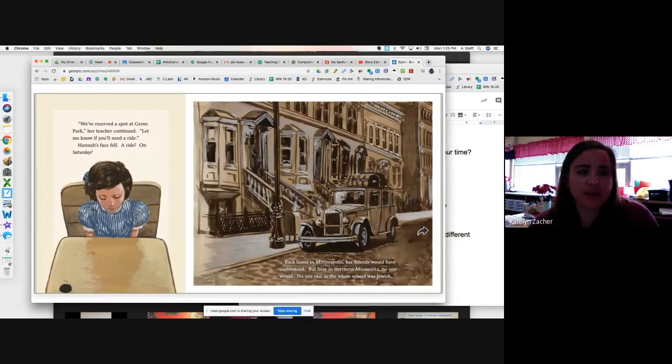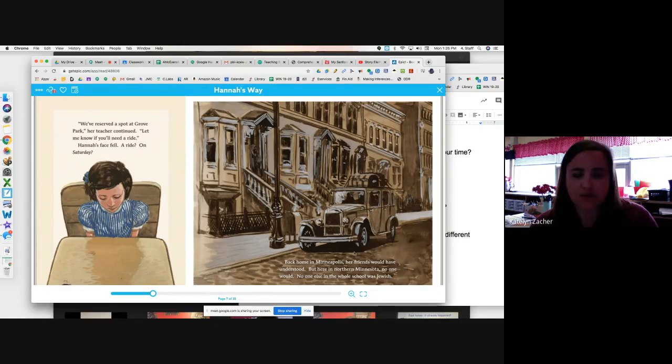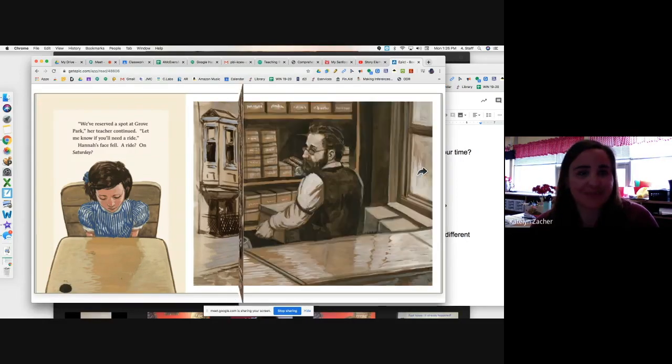"We've reserved a spot at Grove Park," her teacher continued. "Let me know if you'll need a ride." Hannah's face fell. A ride? On Saturday? Back home in Minneapolis, her friends would have understood, but here in northern Minnesota, no one would. No one else in the whole school was Jewish. So here we're still at school, so down in Minneapolis, I'm sure some of you have been there.